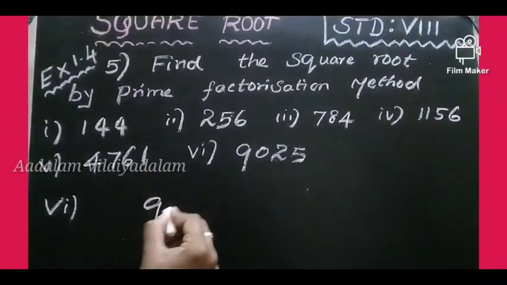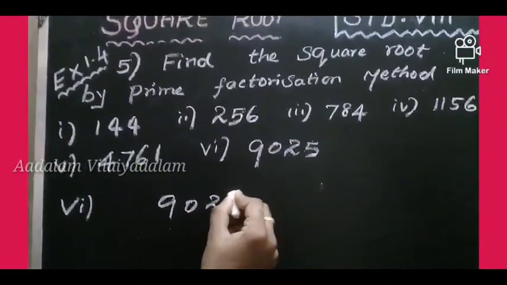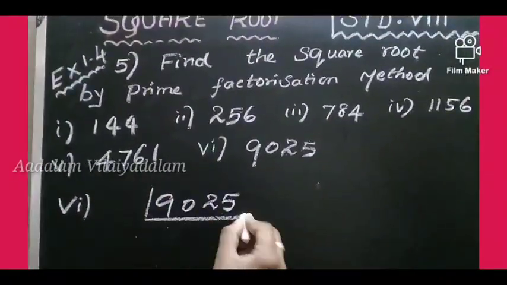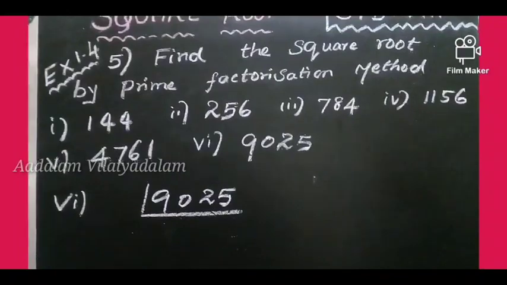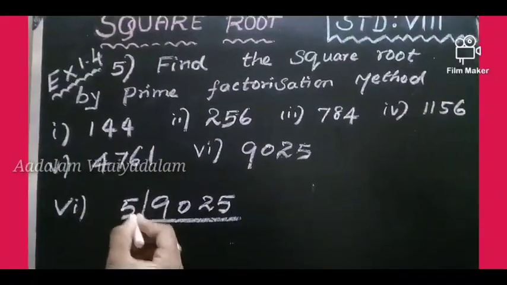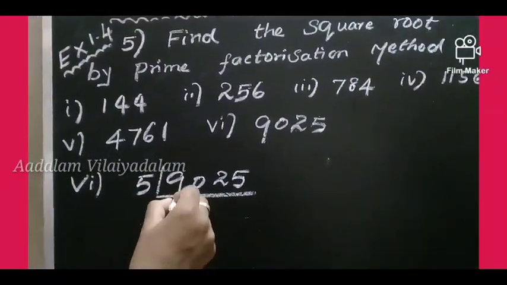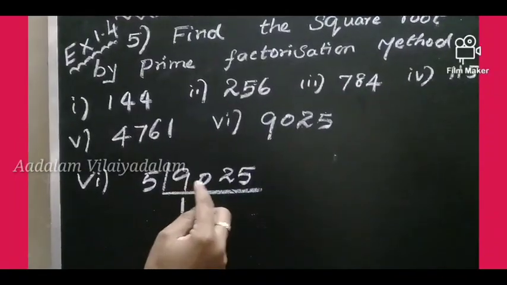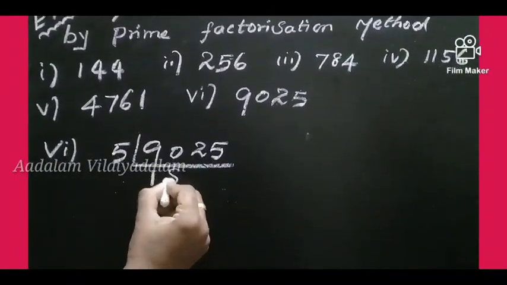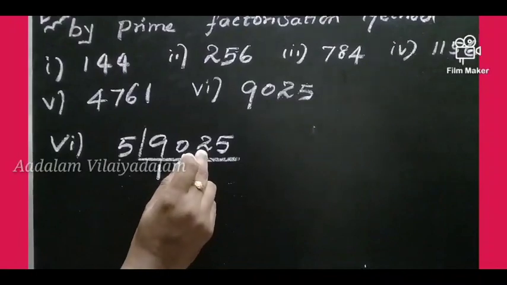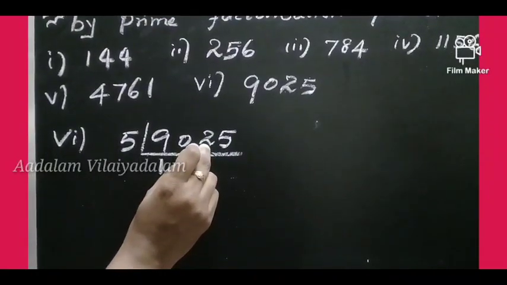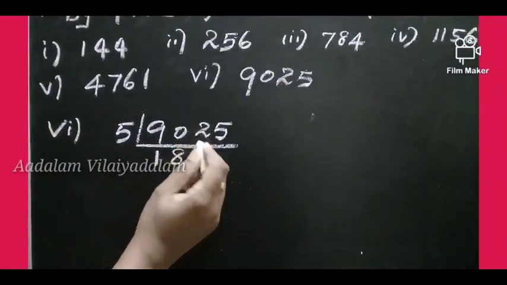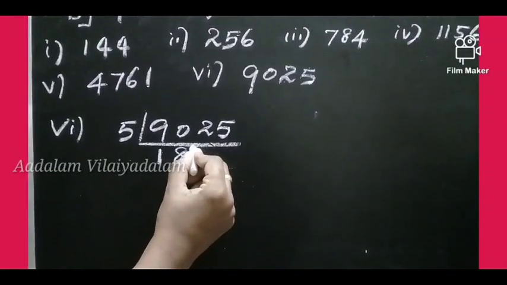Sixth question, 9025. Here the last digit is 5, so divisible by 5. So 5 table, 5 1s are 5. Balance is 4, 40. 5 8s are 40. Here 2 is there, that is a less number only. We have to combine the digit, then only we put 0.